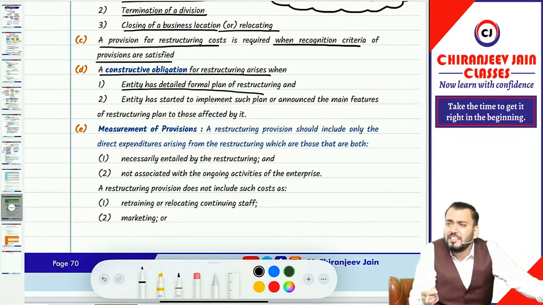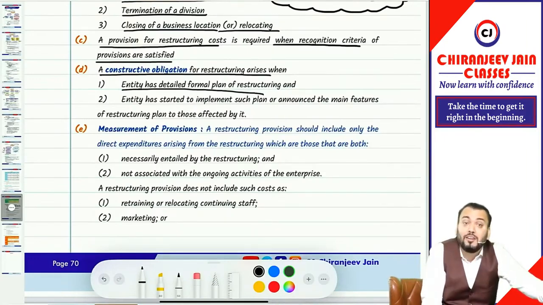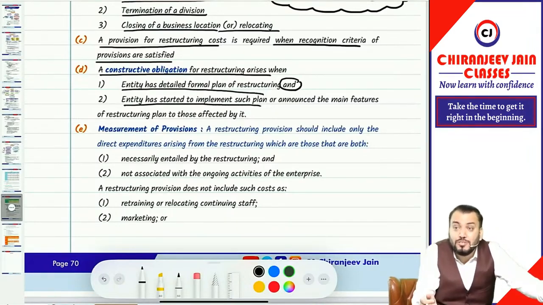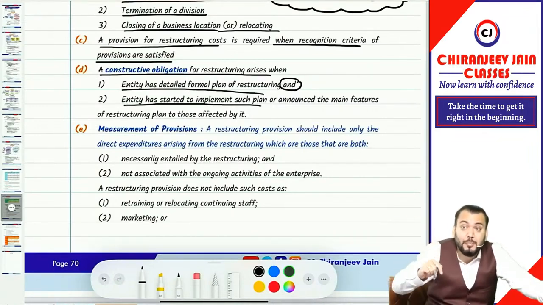We make a detailed plan only when we are committed. You are doing detailed study because you are committed to become a CA. Otherwise, you would not come and do detailed study. The entity has a detailed formal plan and has started to implement such plan, meaning they have taken some action. For example, if they want to sell one division, they have given an advertisement in the newspaper for sale of the division, which shows their commitment.